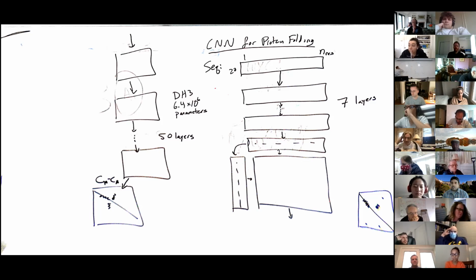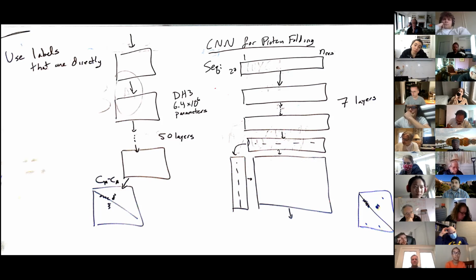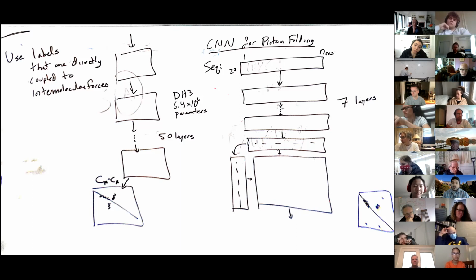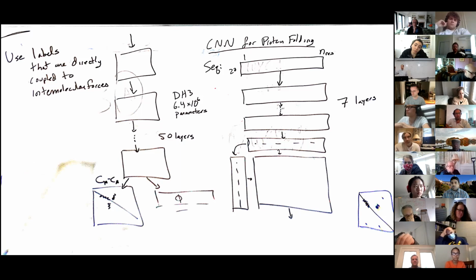One of the tricks is to use labels or outputs that are directly coupled to intermolecular forces. Okay, so you might ask, why don't we just output a vector of phi angles and a vector of psi angles? That would tell you the fold if I knew all the angles, right?